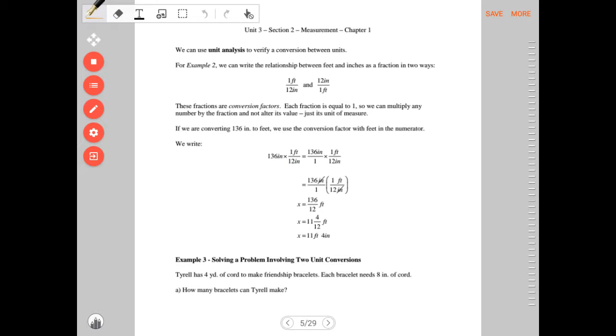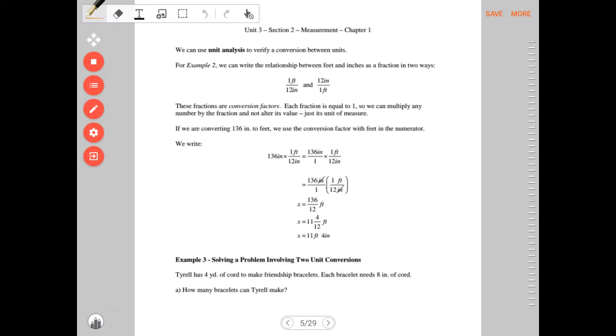Okay, we can use unit analysis to verify conversion between units. For example 2, we can write the relationship in feet and inches as a fraction in 2 ways. So 1 foot is 12 inches, or 12 inches is 1 foot. So it doesn't matter which number's on top for right now. The fractions are called conversion factors. Each fraction is equal to 1. So we can multiply any number by the fraction and not alter its value, just its unit of measurement.